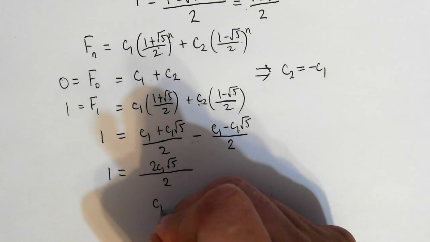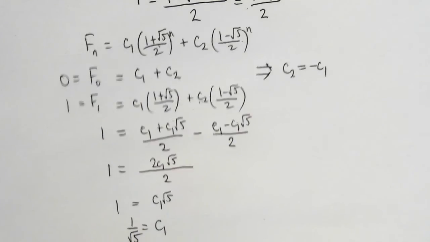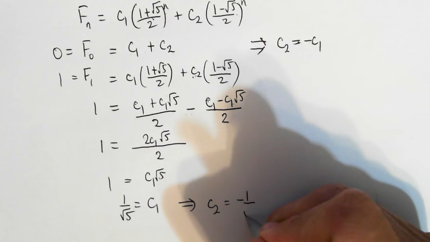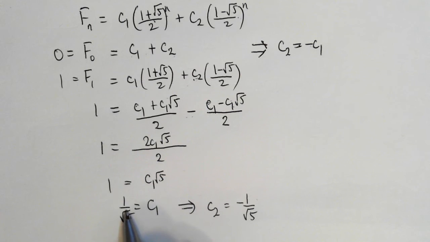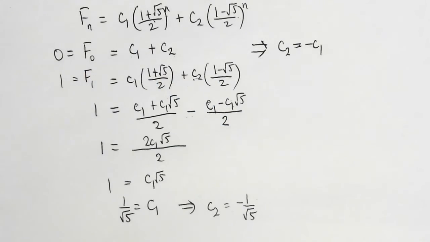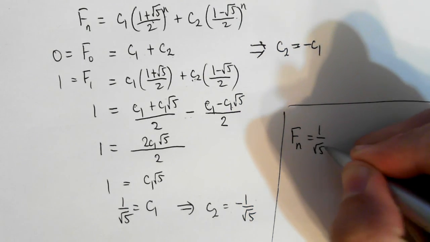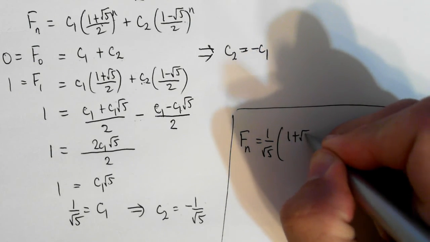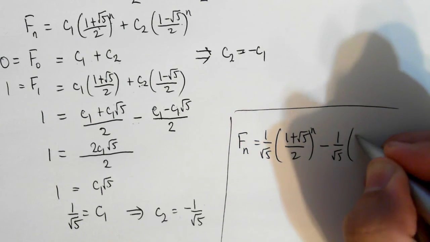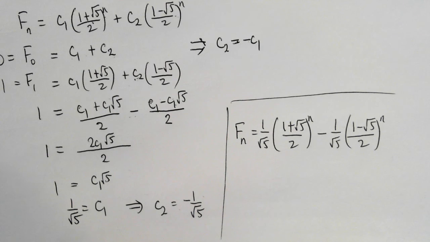So therefore, c1 times the square root of 5 is equal to 1, which means c1 is equal to 1 over the square root of 5. And therefore, by this, we know that c2 is equal to negative 1 over the square root of 5. Okay, so then that's it. I found my c1 and c2, and so I plug back into my general solution up here, and so I conclude that f sub n is equal to 1 over the square root of 5 times 1 plus the square root of 5 over 2 to the n minus 1 over square root of 5 times 1 minus the square root of 5 over 2 to the n. And that is our formula for the nth term of the Fibonacci sequence.